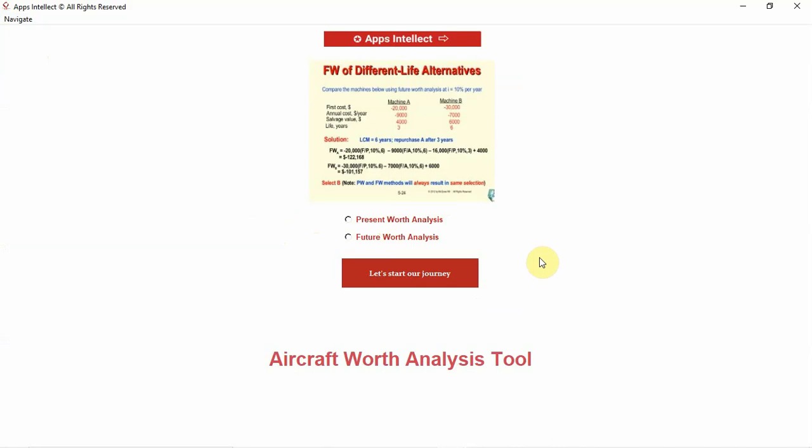So this is the application developed by us, and this could be a handy tool for the airlines.